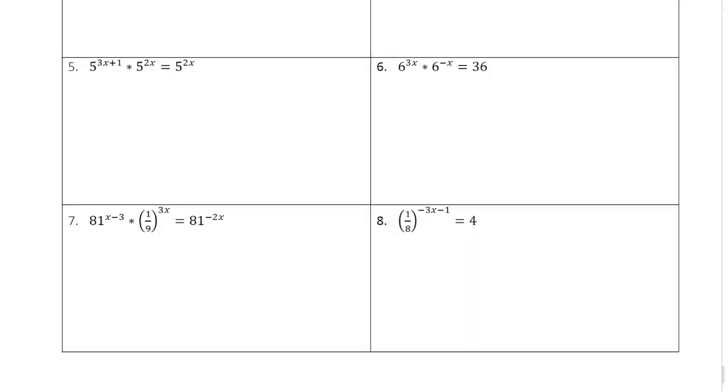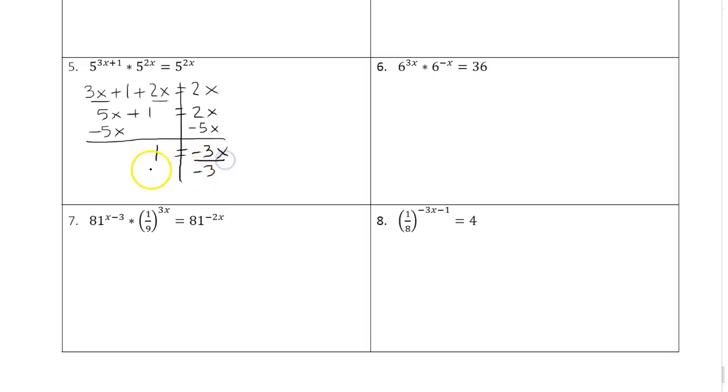Before we begin the next example, we must remember the product of powers rule that states that when we multiply the same bases, we add the exponents. Thus we can add 3x plus 1 to 2x. For 3x plus 1 plus 2x equals 2x. Now combine like terms, for 5x plus 1 equals 2x. Now subtract 5x from both sides, leaving 1 equals negative 3x. Divide both sides by negative 3. Our solution then is x equals negative 1/3.